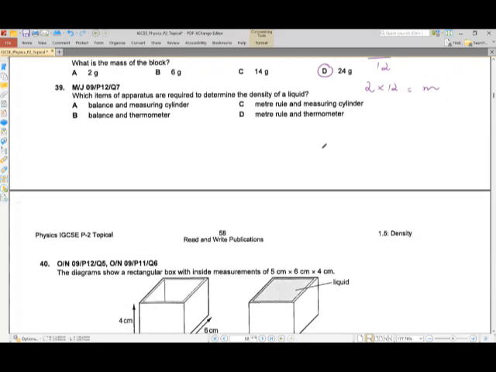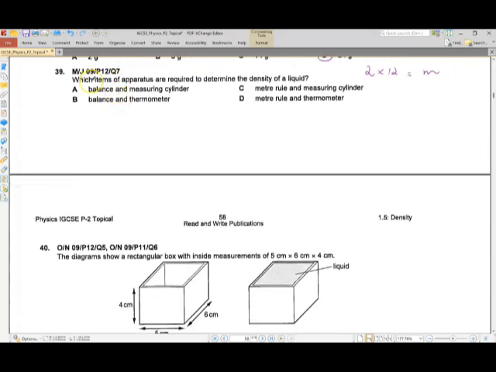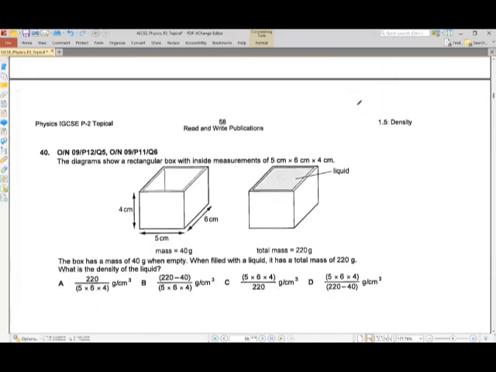Okay, question number 39. Which items of apparatus are required to determine the density of the liquid? We need mass. For mass, we need a balance, and we need a measuring cylinder for the volume. So A is going to be the correct answer. Thermometer is not required. A meter rule is not required. Again, meter rule and thermometer won't help us find the density. So option A is the correct answer.